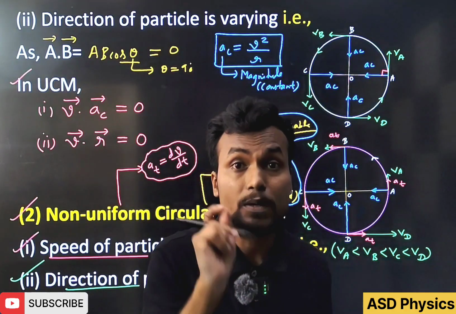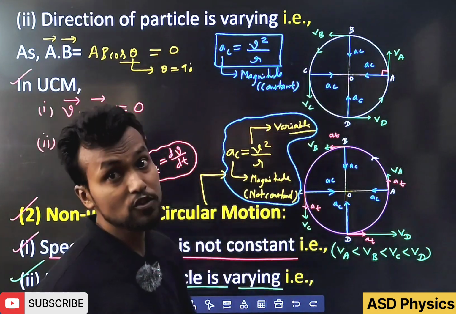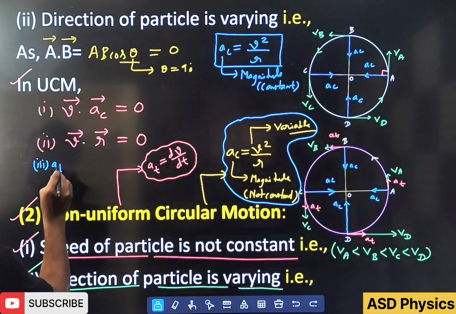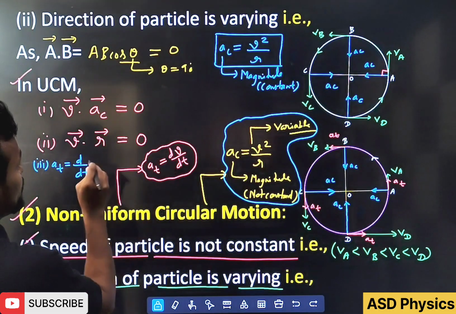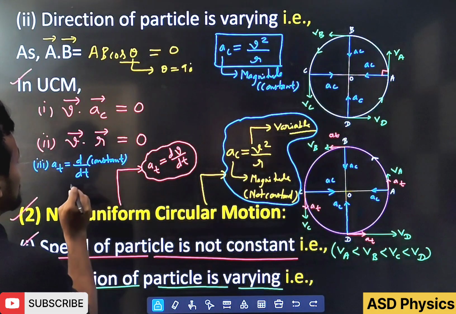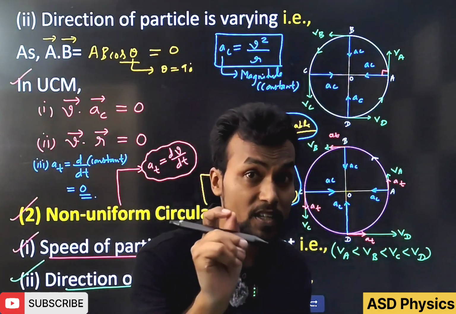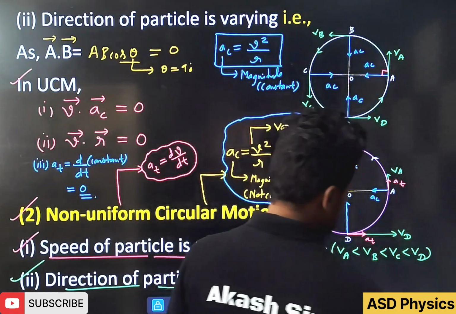So the most important concept arises: what is the tangential acceleration in a uniform circular motion? Is there any change of velocity? No. That means the tangential acceleration is dv by dt, and this v is constant. That means in a uniform circular motion, tangential acceleration is always 0. Remember that. I hope all these things are very clear to you.